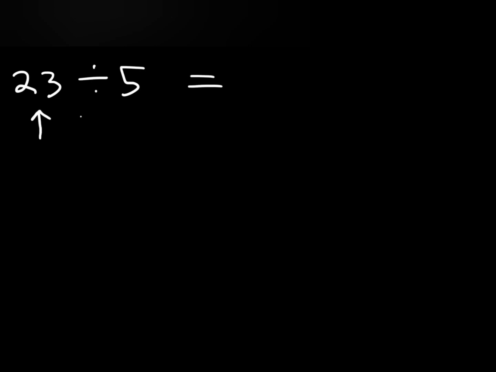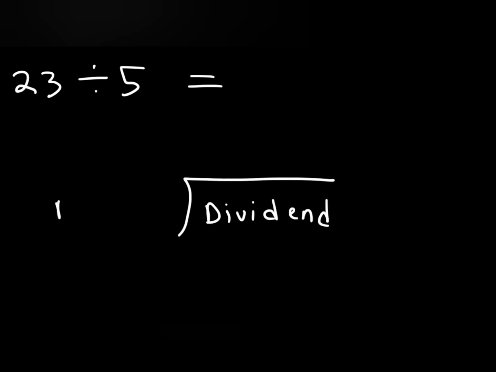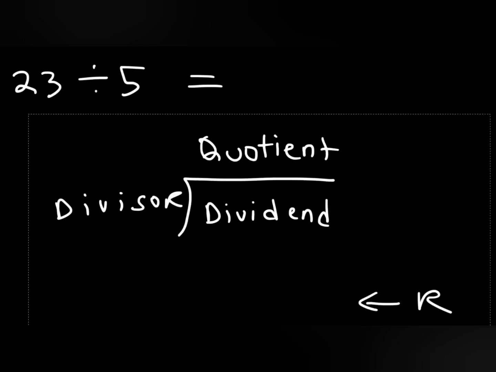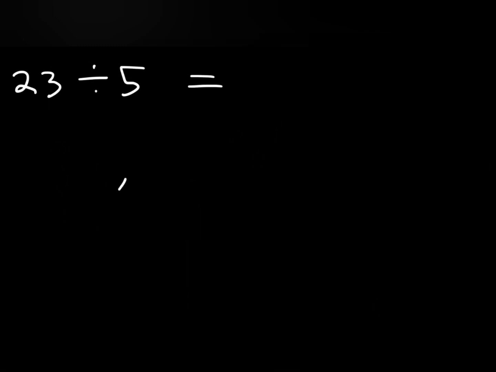Now, this number, the 23, is called the dividend. This number, the 5, is known as the divisor, and the result that you get is the quotient. So the dividend needs to go on the inside. The divisor goes on the outside, and the quotient goes on top, and your remainder will be on the bottom. So 23 is the dividend, 5 is the divisor. So how many times does 5 go into 23? What I'd like to do is make a list.